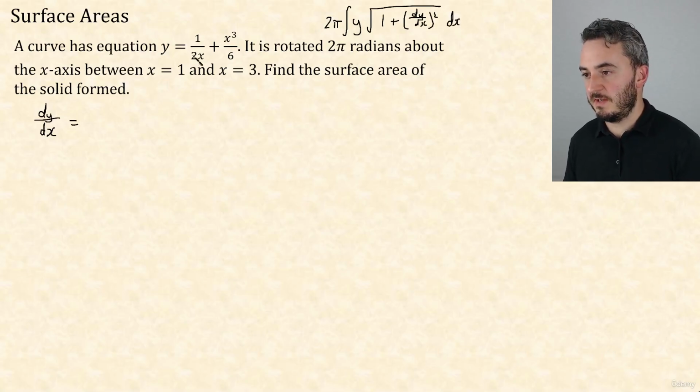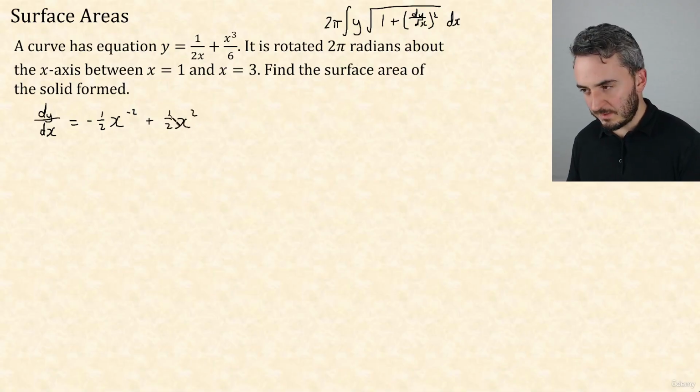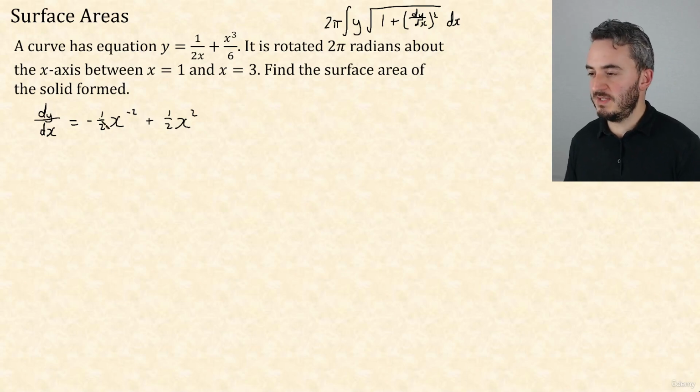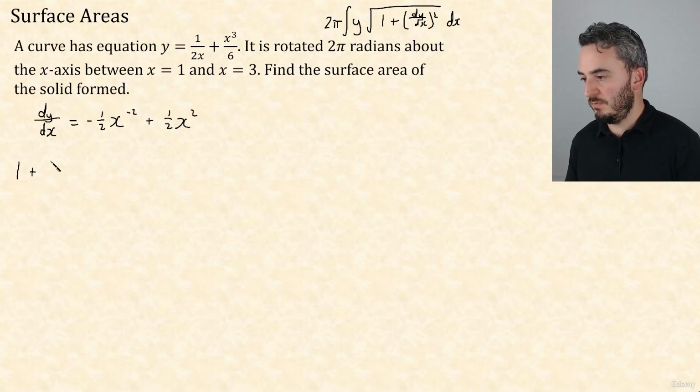So dy by dx, I've got half x to the minus 1, giving me minus a half x to the minus 2, plus 3x squared over 6, so that's half x squared. Okay, bit of a classic form now. We've seen this a few times where you have basically the same thing but with negative powers. This has a nice property when you do 1 plus that squared. So 1 plus dy by dx all squared.